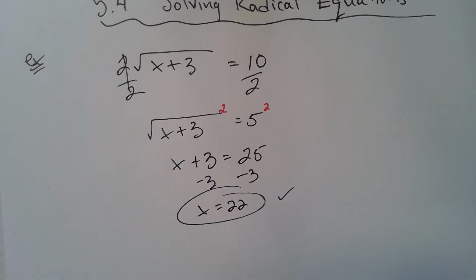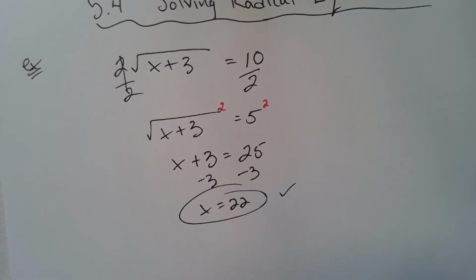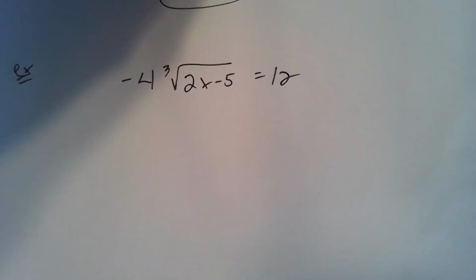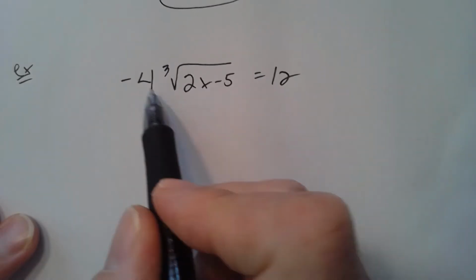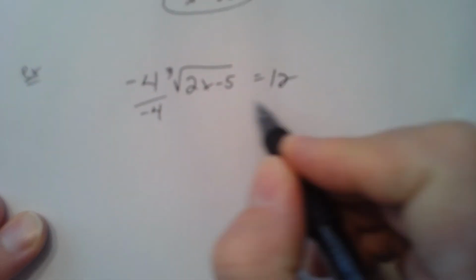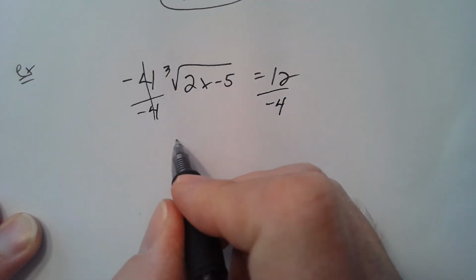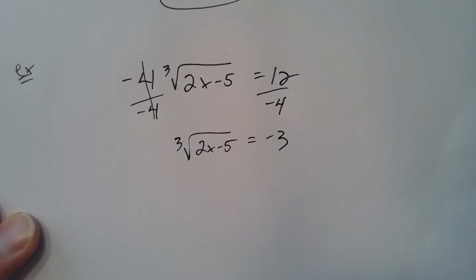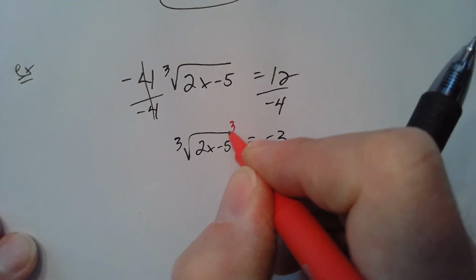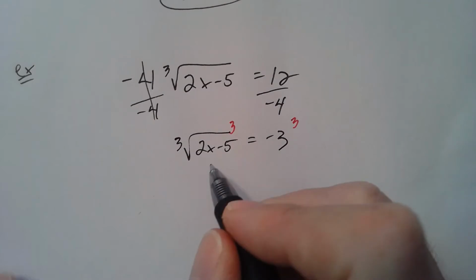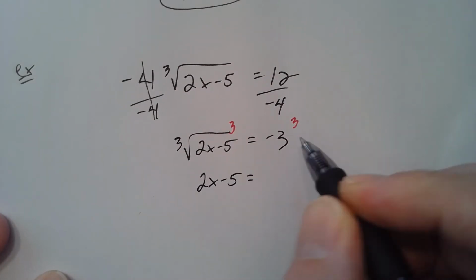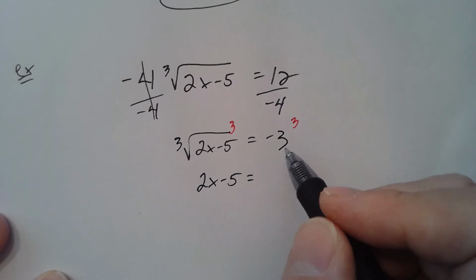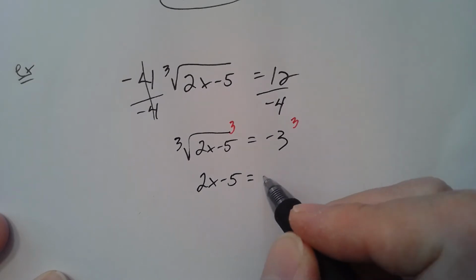Another example. So negative 4 times the cube root of 2x minus 5. We need to get rid of the negative 4, so divide by negative 4. So cube root of 2x minus 5 equals negative 3. To undo a cube root, you need to cube. So we're going to cube both sides. We get 2x minus 5 equals negative 3 cubed, which is negative 3 times negative 3 times negative 3, which is negative 27.